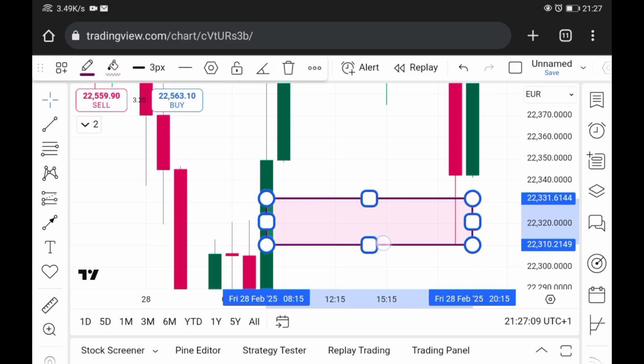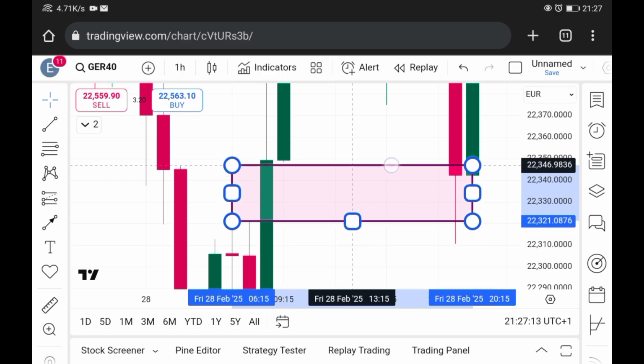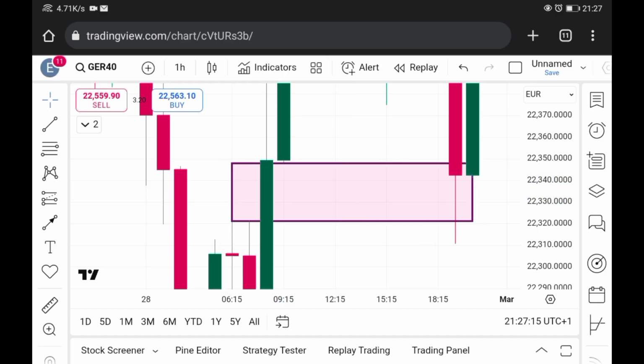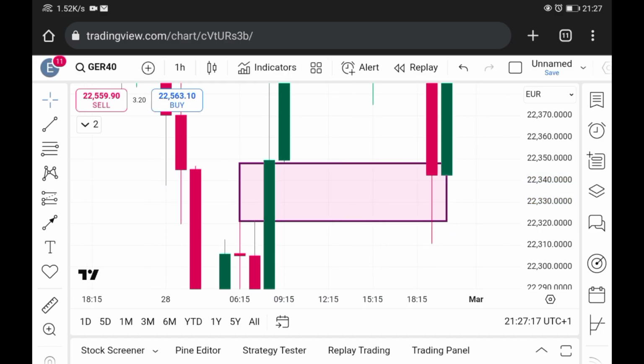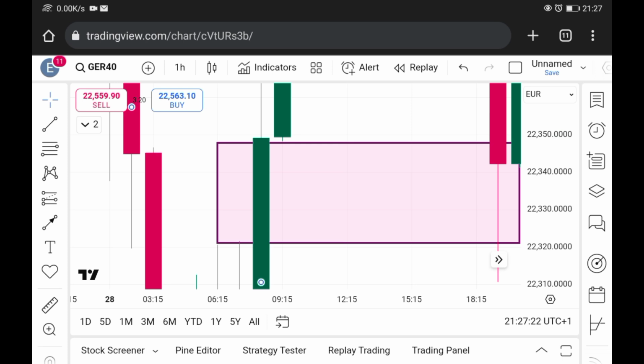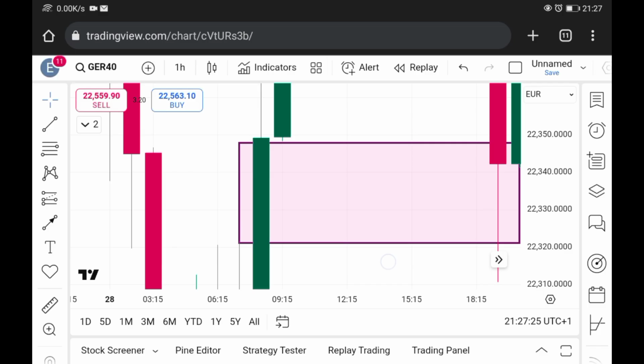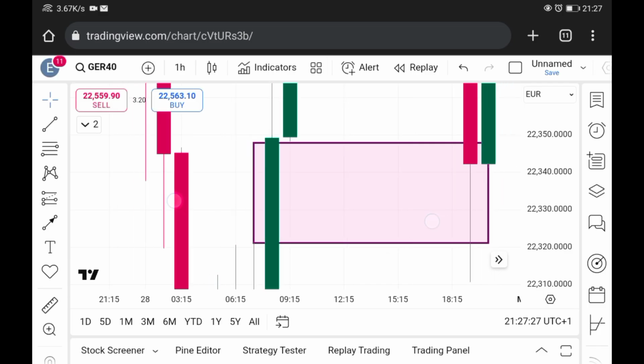I talk about this imbalance. If you don't know, you check the video that will display above this video, or you check my timeline, you will see something like that. So imbalance is a candle that has space where no other candle has closed in between. So that is imbalance. You should have that in mind.